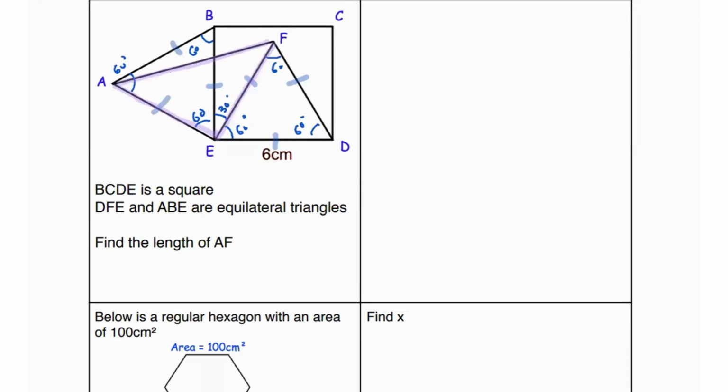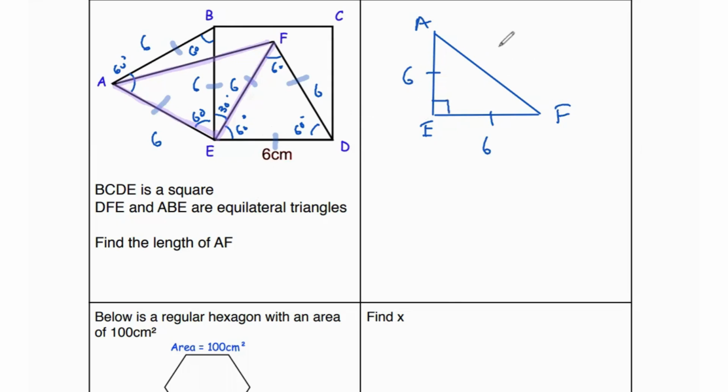So now going back to the question, it's saying find the length of AF. So if ABE and DFE are equilaterals and BCDE is a square, and the square has a length of 6, so that means this is also 6 and this is also 6. Because equilateral triangles. And if this is 6, this is also 6 and this is also 6. So if I draw the triangles separately, the right angle triangle over here, which is E, A, and F, these two are 6. This is a 90.